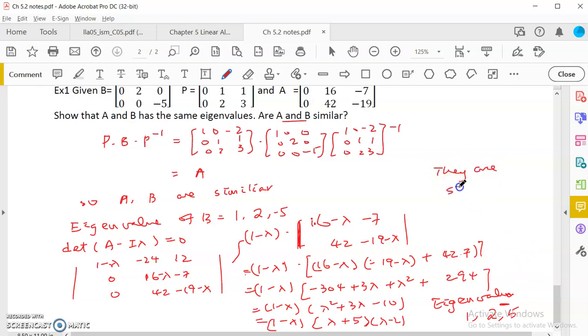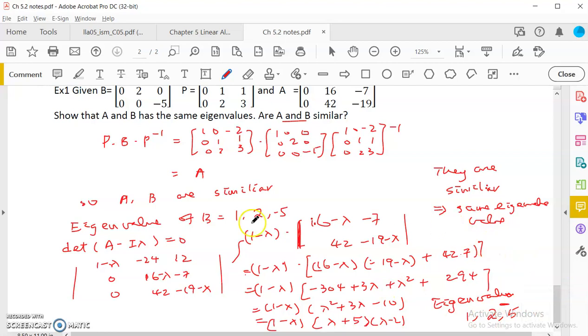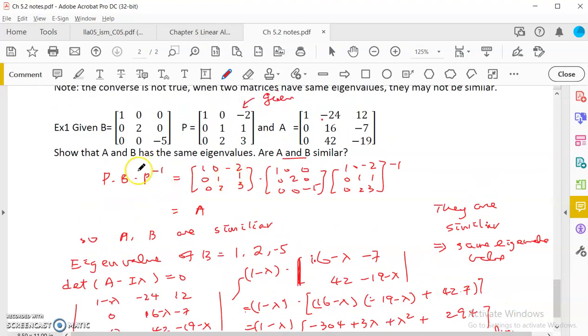They are similar, and that implies they have the same eigenvalues. So any time you multiply an invertible matrix in front and its inverse in the back to create another matrix, that new matrix will have the same eigenvalues as your original one, meaning the eigenvalues of B are the same as the eigenvalues of A.